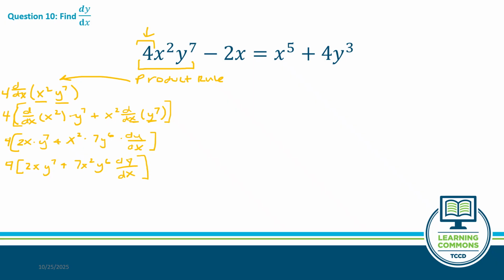So, now that I have all that, all the work is technically done, I'm just going to redistribute my 4 back in. So I will have 8xy to the 7th plus 28x squared y to the 6th dy dx. Okay, so I finished that piece. That piece is done. I'm just going to leave it go for right now. I'm going to go back to all my other ones that are just a little bit easier.